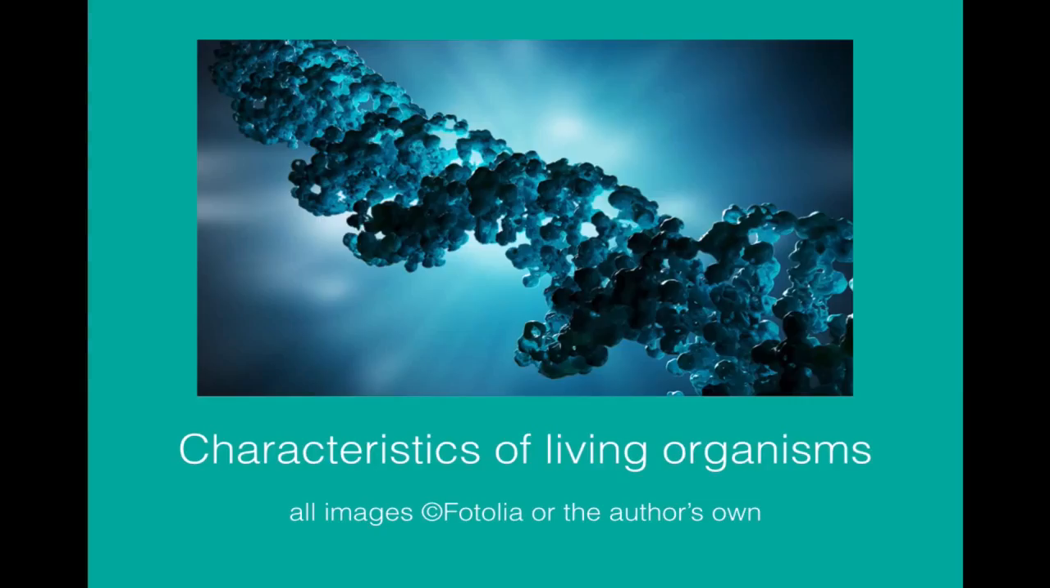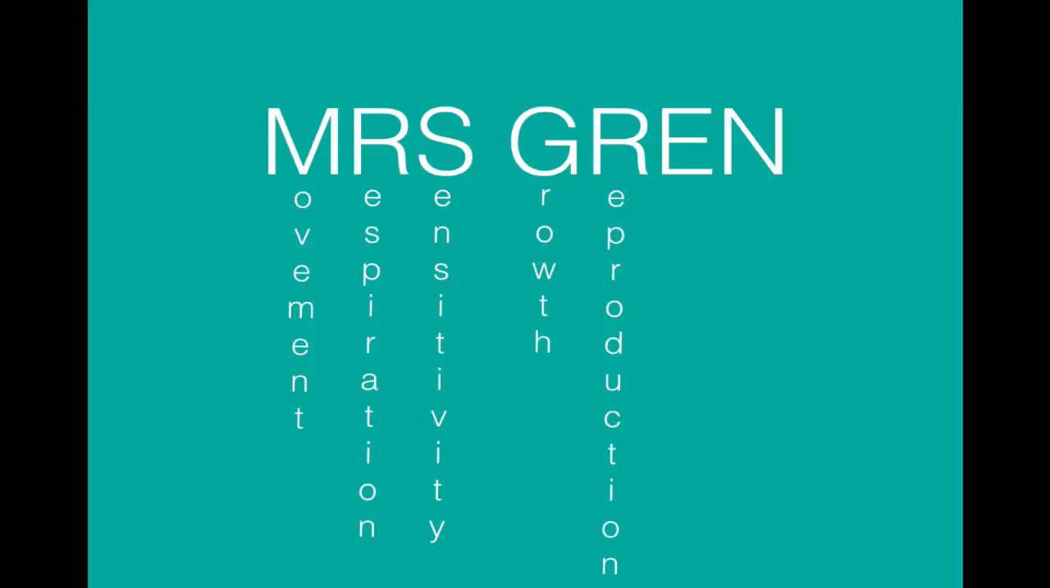This video is going to look at different characteristics of living organisms, and we can remember these by thinking about a mnemonic, Mrs. Gren, where the M stands for movement, R for respiration, S for sensitivity, G for growth, R for reproduction, E for excretion, and N for nutrition.